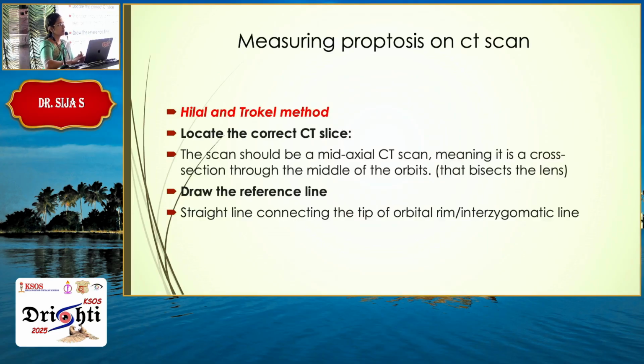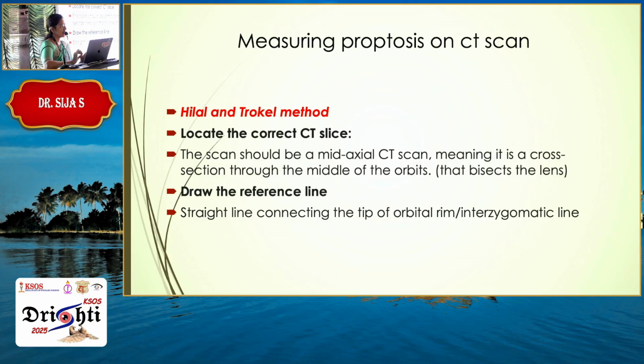How to measure proptosis on a CT scan. It is known as the Hilal and Trokel method. Here we first have to select the CT slice on which we need to take the measurement. It's a mid-axial CT slice, meaning a cross section through the middle of the orbit that bisects the lens. That cross section is taken.